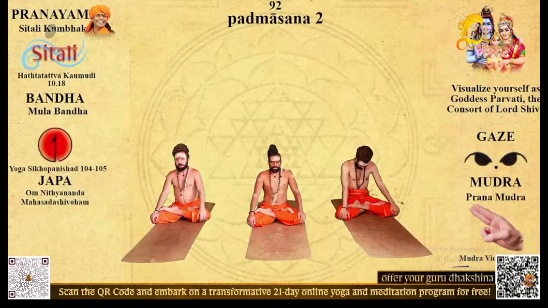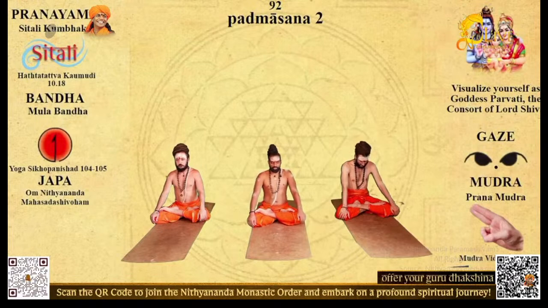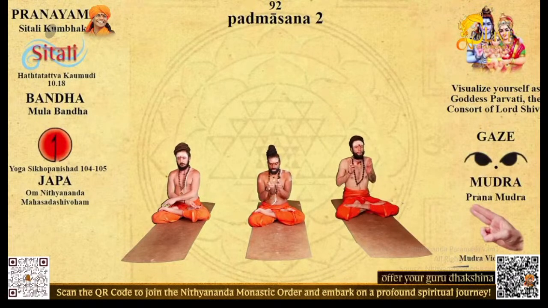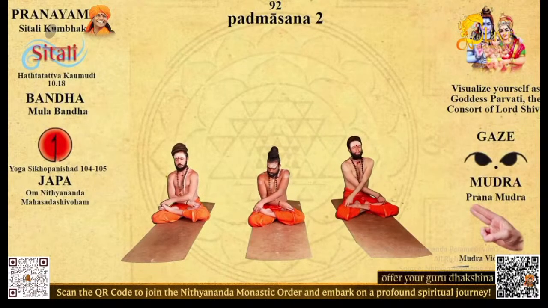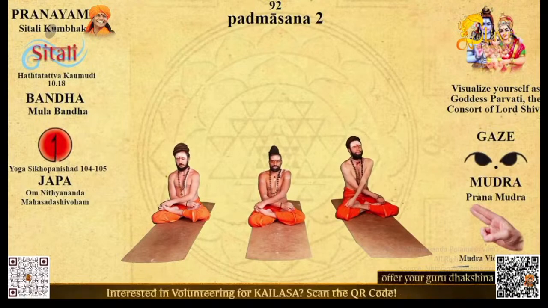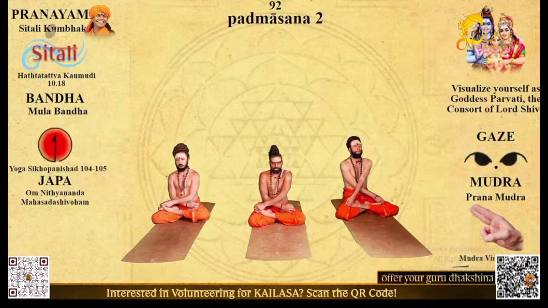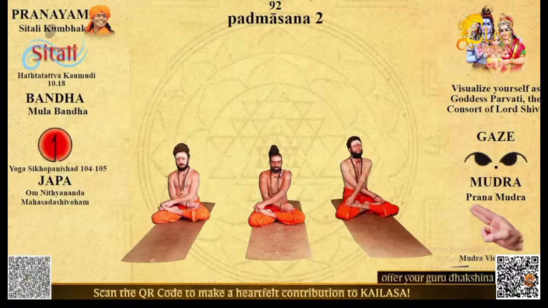Now release Jalandhara Bandha. The next asana is Padmasana 2, as you bring both the hands in Pranamudra holding the big toe of the opposite leg. Gaze to the nose, visualize yourself as Goddess Parvati, consort of Shiva, engaging Moola Bandha, and the japa is Om Nithyananda Paramashivoham.